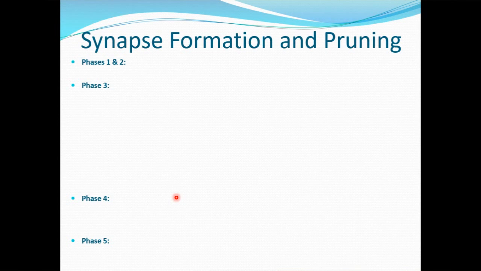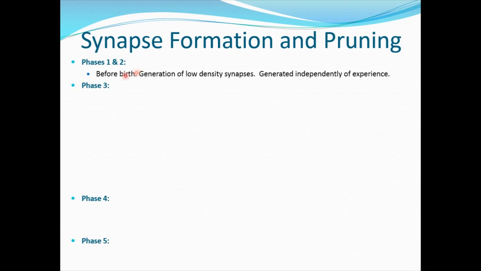Now, we form synapses, and synapses get pruned, and there are different phases of it. So let's look through that. Phase 1 and 2 is before birth. It's the generation of low-density synapses, and they are generated independently of experience. Because you can imagine this baby is still in the womb. It is having experiences, but it's fairly limited. And this synapse formation is generated independently of experience.